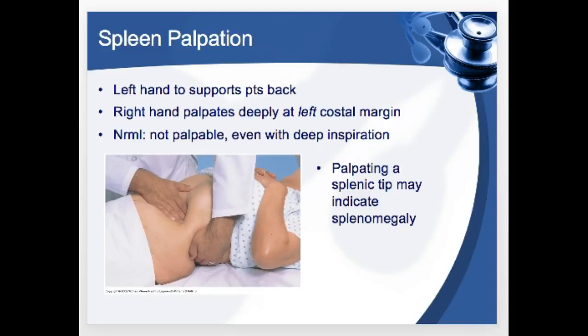With spleen palpation, it's similar. The non-dominant hand is in the back supporting, pressing up, while the dominant hand is pressing down into the abdominal contents. So you press deeply at the left costal margin. The spleen should not be palpable, even with deep inspiration. If you feel the splenic tip, then that can indicate splenomegaly.